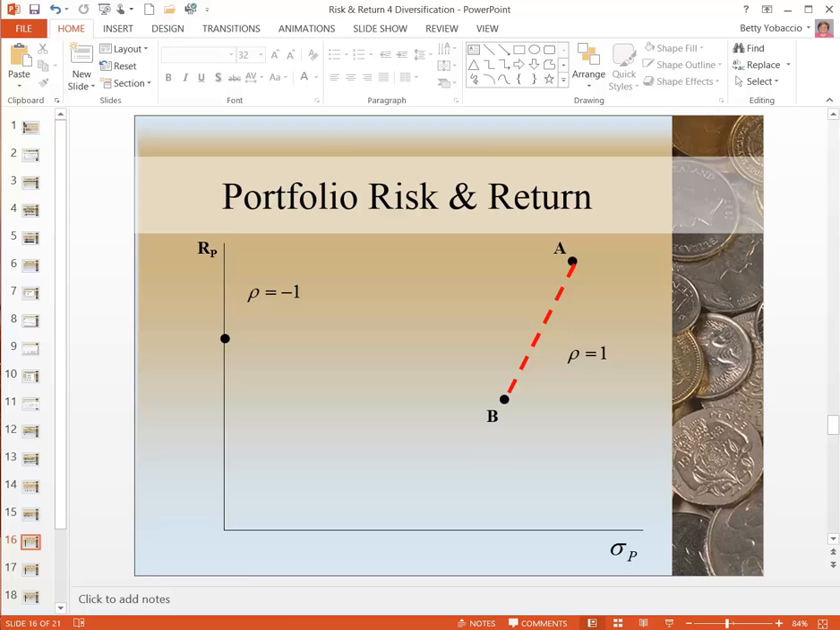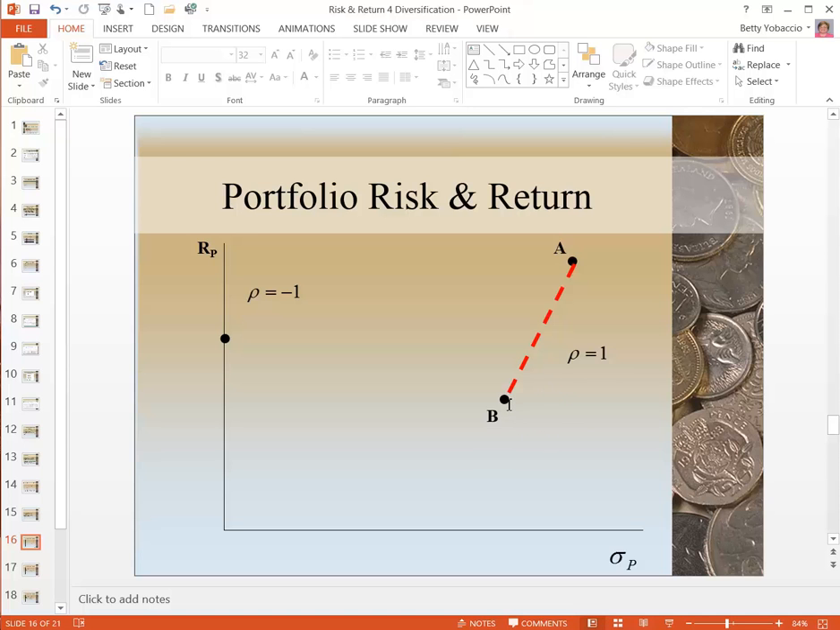Now, this is a graph that on the vertical axis has portfolio return, on the horizontal axis has the standard deviation of the portfolio. And so what we're going to consider are investments in stock A and B, and how the correlation coefficient, or rho, between the returns of stocks A and B impacts our ability to diversify.